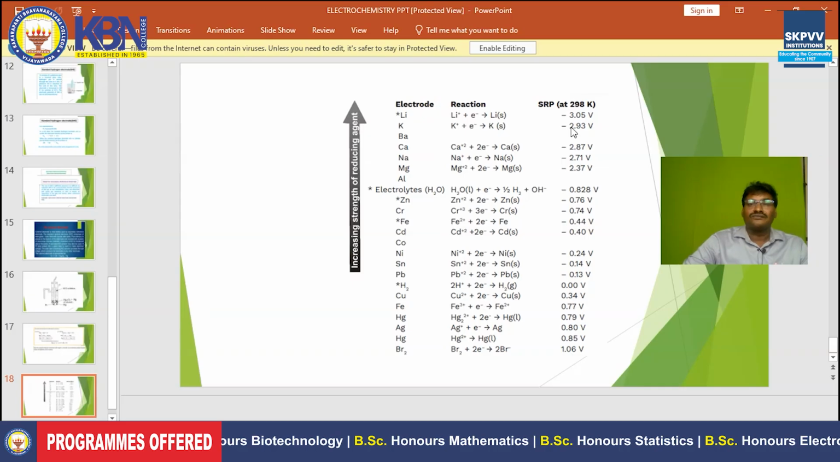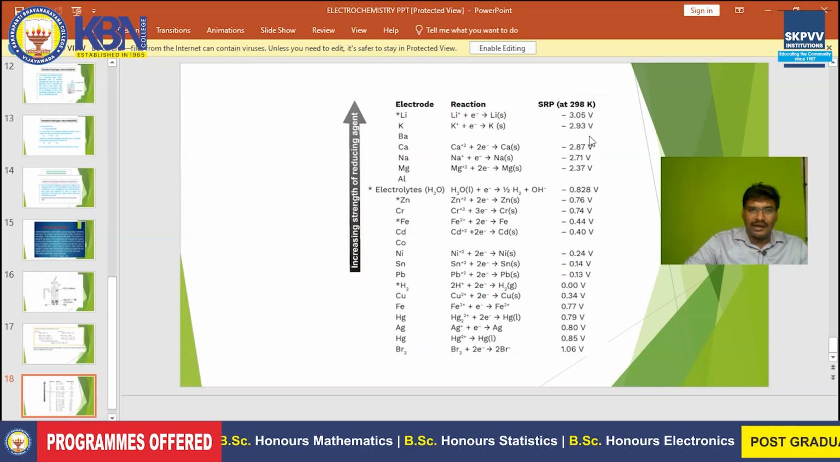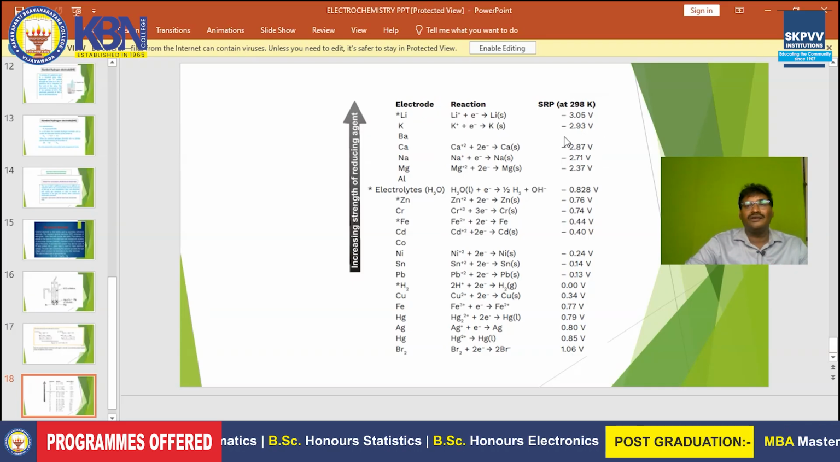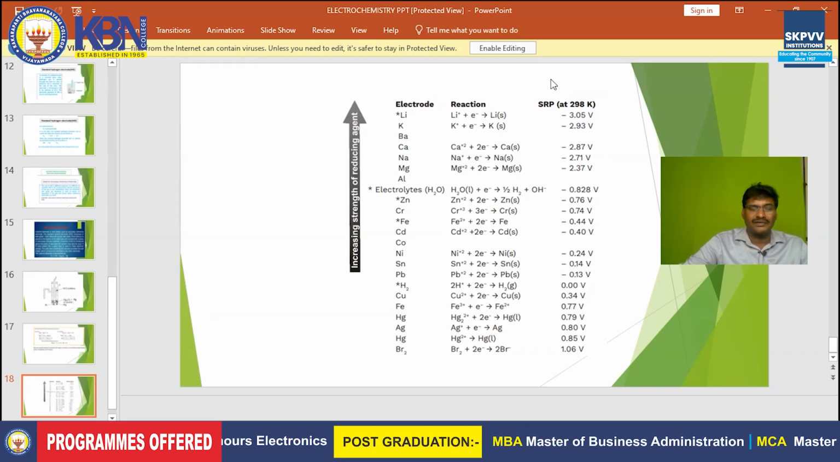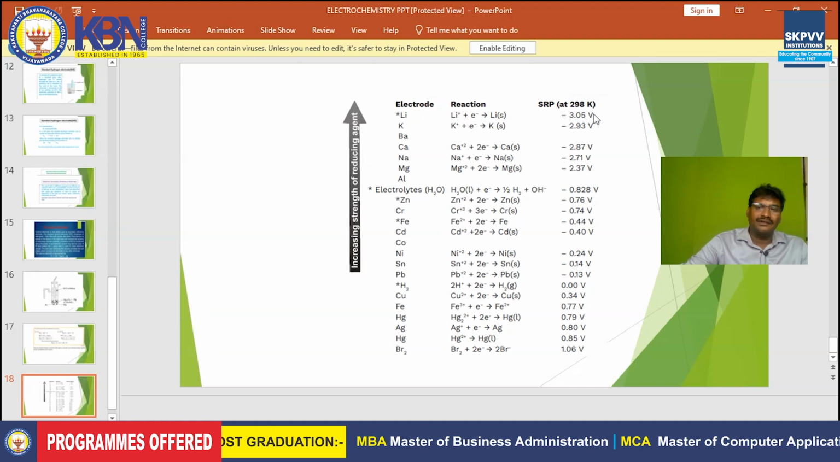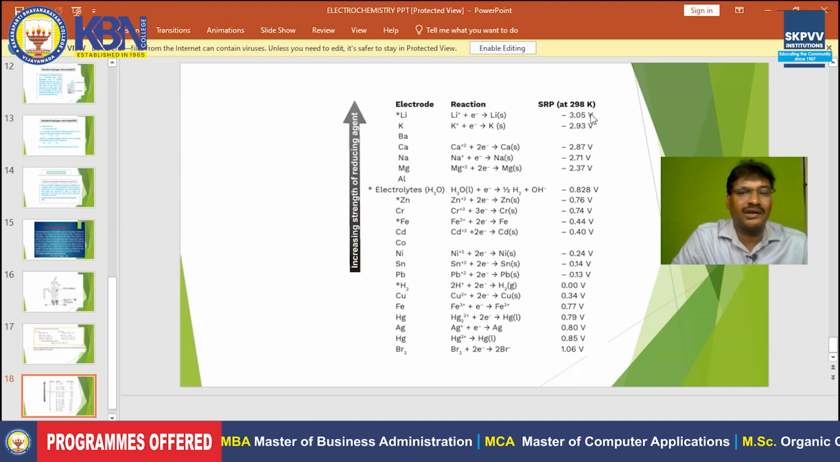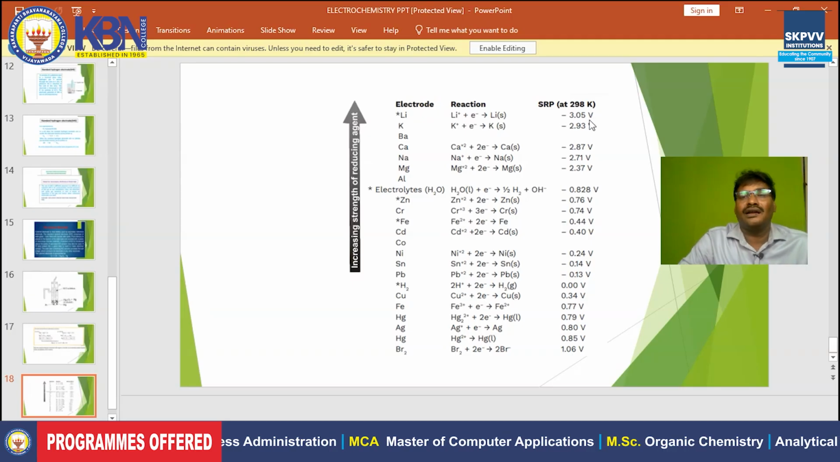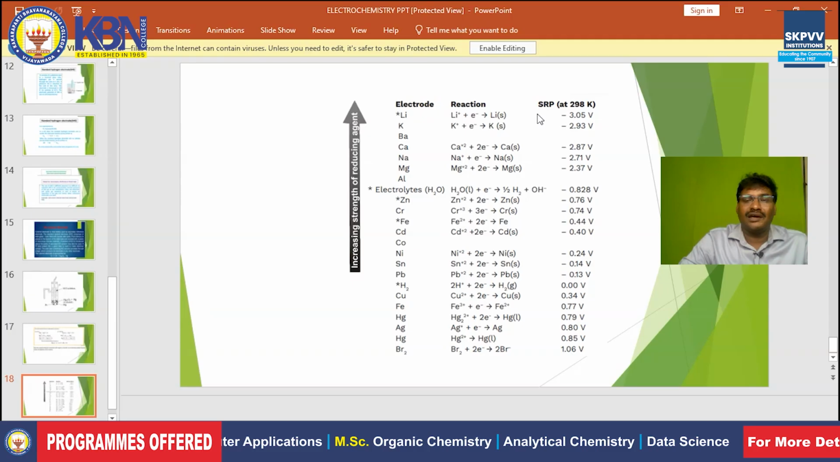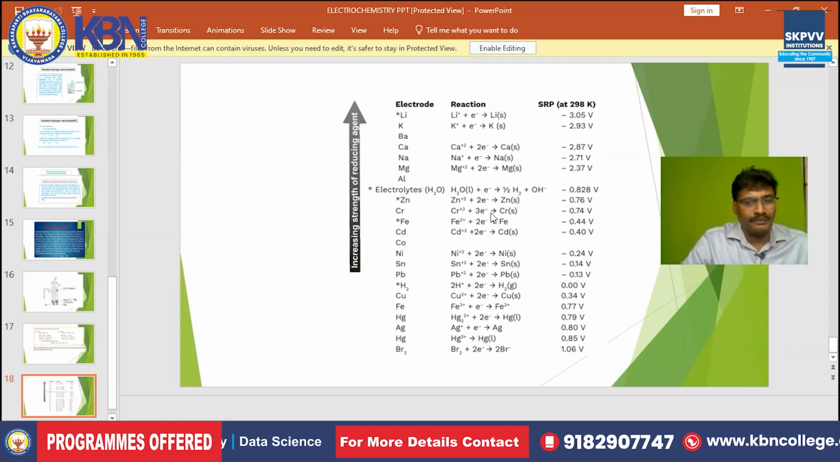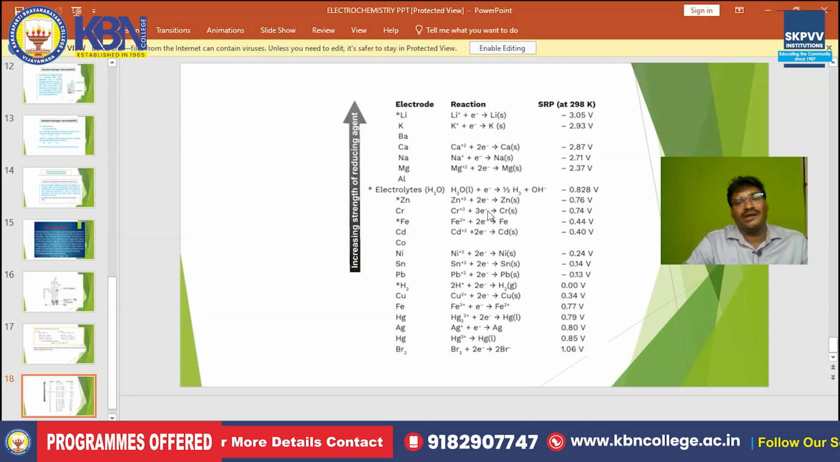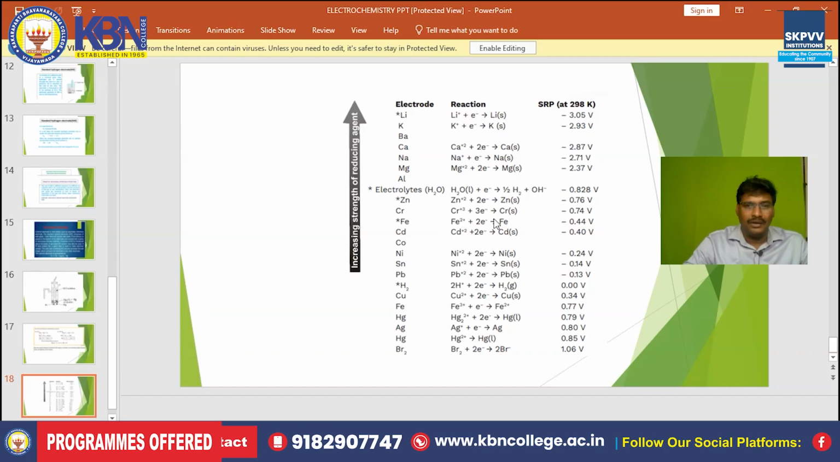Here the reduction potential values are increasing: minus 3.05, minus 2 and so on. These are called SRP, standard reduction potential, at 298 Kelvin, the standard condition, with pressure 1 atmosphere or 1 bar. Therefore, the SRP of lithium is equal to minus 3.05. From these values, we can pick out which one acts as anode and which one acts as cathode when two electrodes are connected.